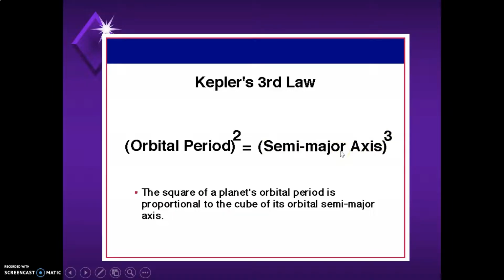We already mentioned what the semi-major axis is. The semi-major axis is half of the major axis, and that is the average distance between the object and the sun. So length of the semi-major axis, average distance between the object and the sun. And so you take the cube of that, and that's equal to the orbital period squared. And this is important because if you know one of these, you can figure out the other. So if you know how long it takes for a planet to orbit the sun, you can figure out the distance on average that planet is away from the sun.